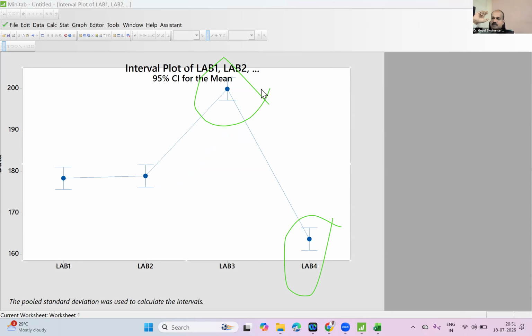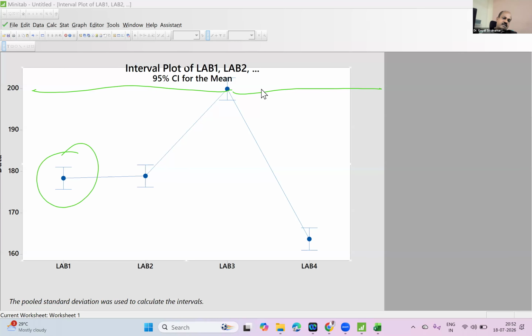Can I announce this finding? Can I proceed with some action based on this? Yes, definitely you can proceed, because if I try to move this mean left and right, it is not actually intersecting with the interval of any of the other labs. Are you getting my statement? When I move the mean left or right, the movement doesn't intersect with any of the other confidence intervals. Is my statement correct or not?